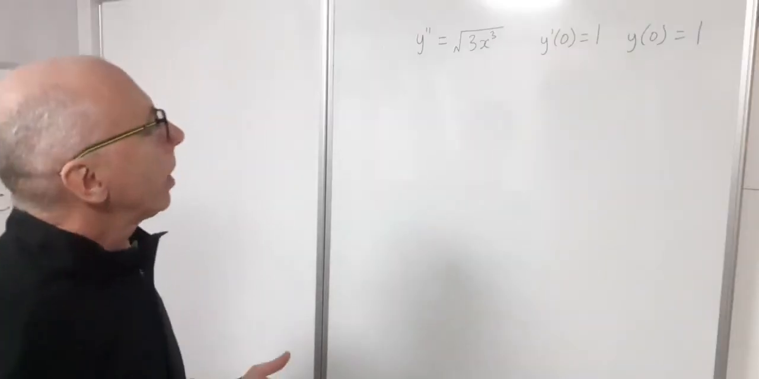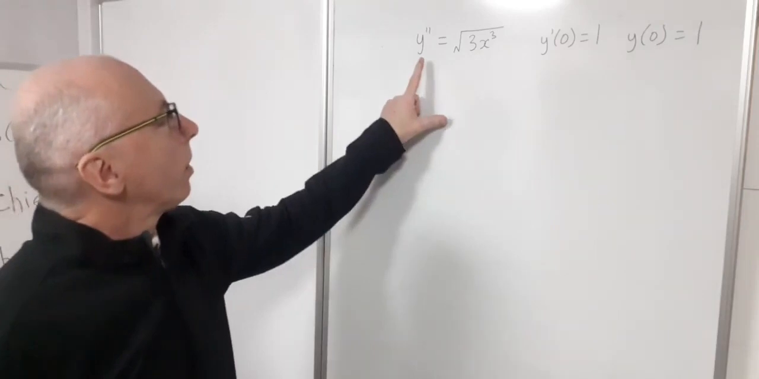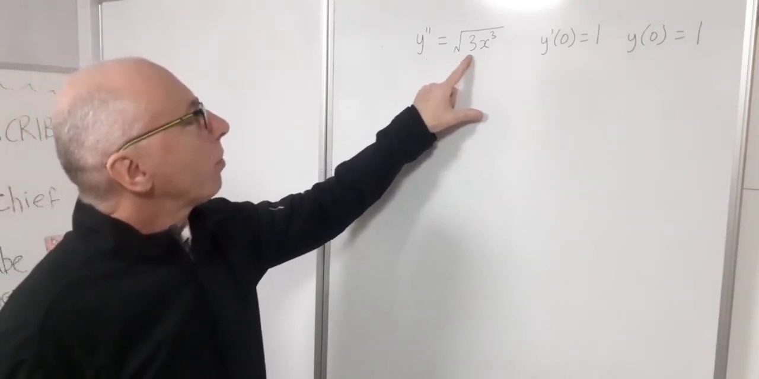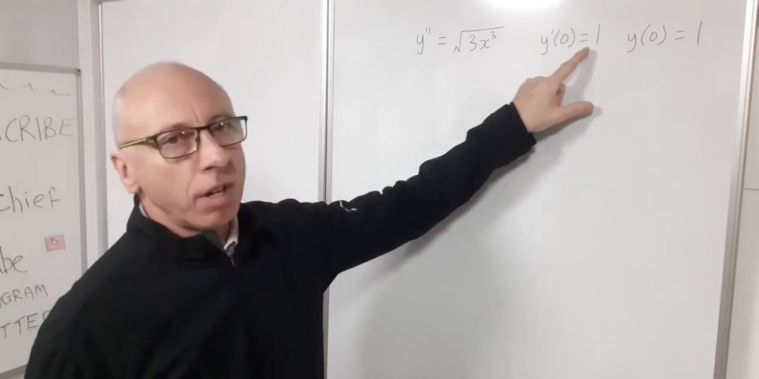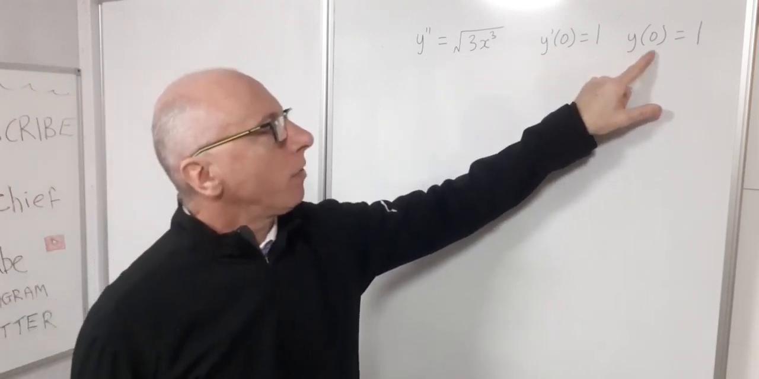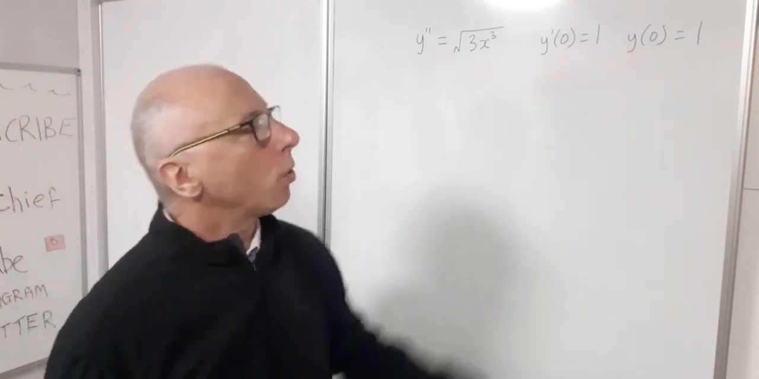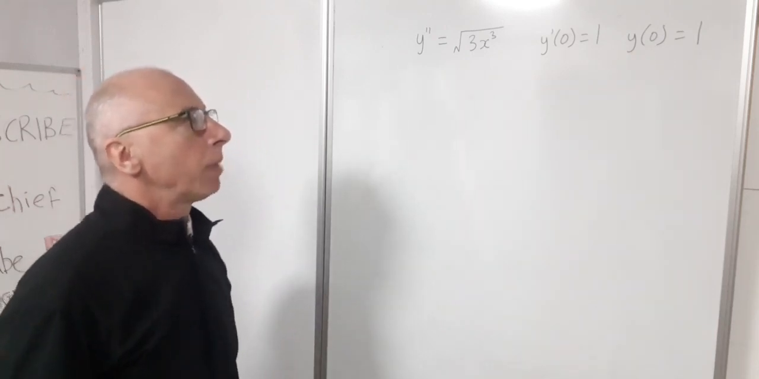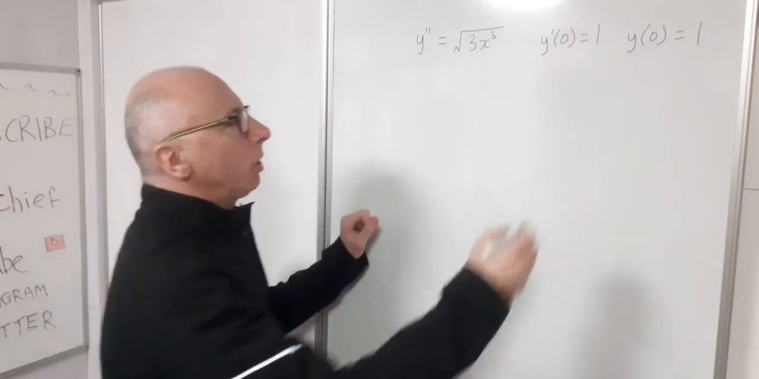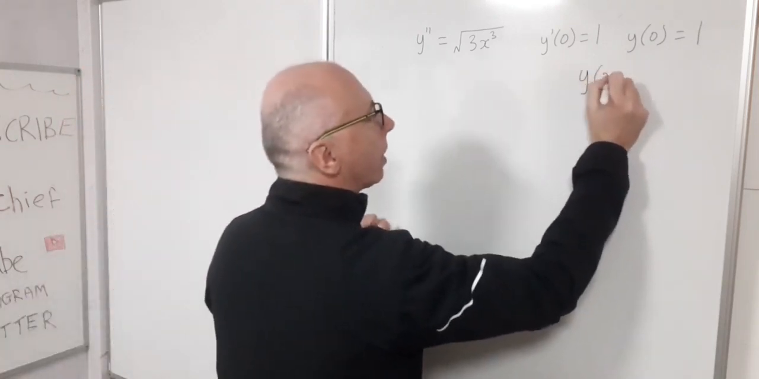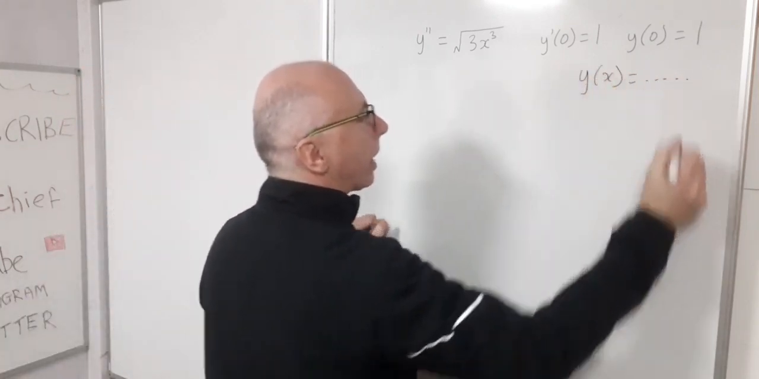So we've got a second order differential equation here. y double prime equals the square root of 3x cubed. And the first derivative at 0 is 1, and the value of our solution at 0 is also 1. So interesting boundary conditions there for us to think about. Now our goal is to find this function as a function of x. That's what we're looking for.